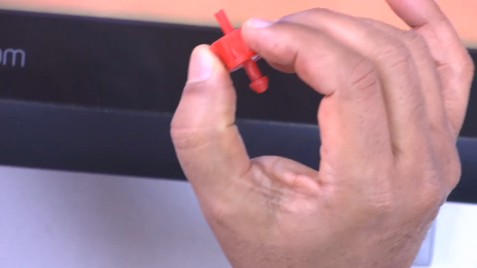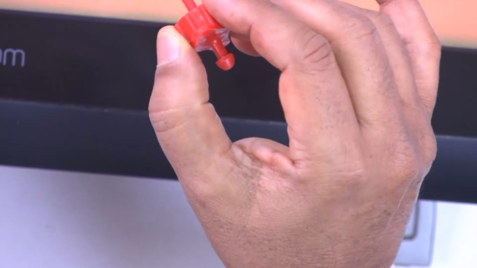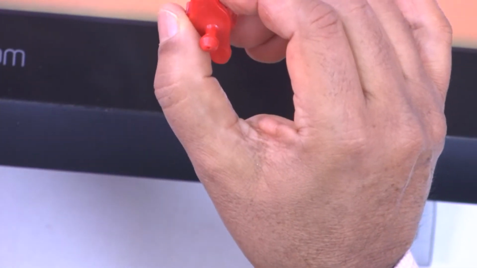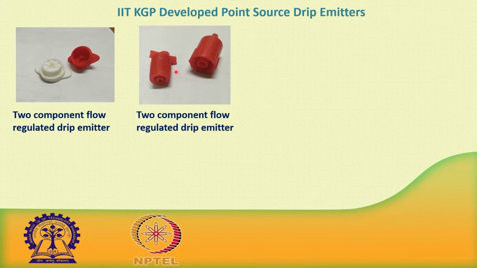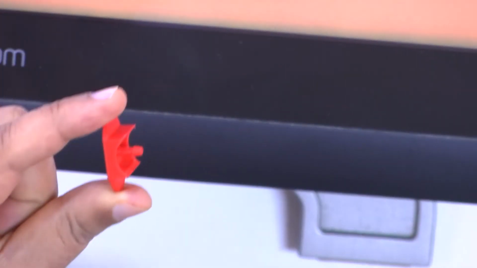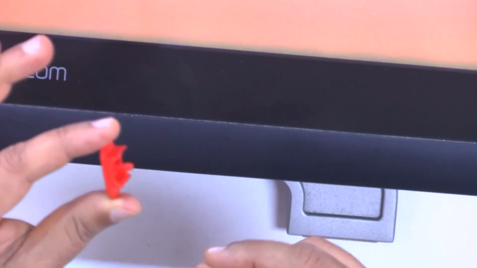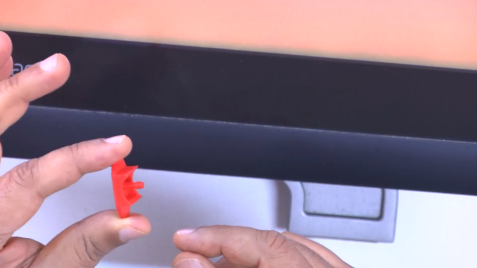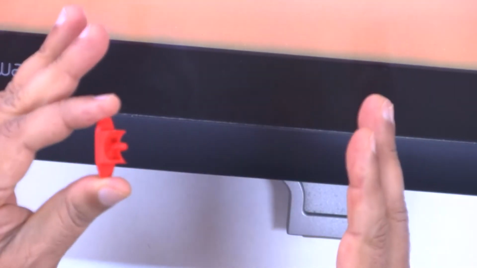So, these are the developments which we have made. We will discuss the other features of the 2 components, and then another development which we have done. This is a single component drip emitter. Initially, in the commercially available drip emitter, you have seen that there were 3 components. Then we tried to reduce the material.